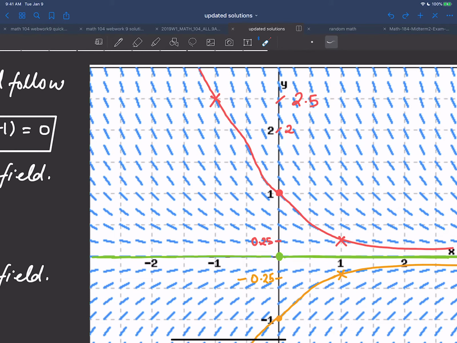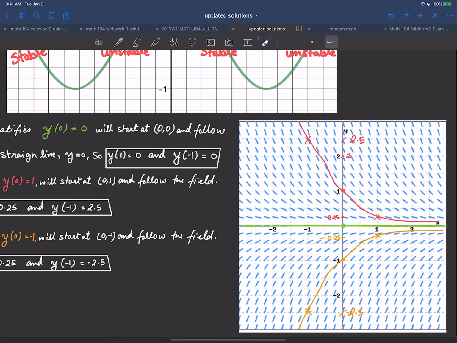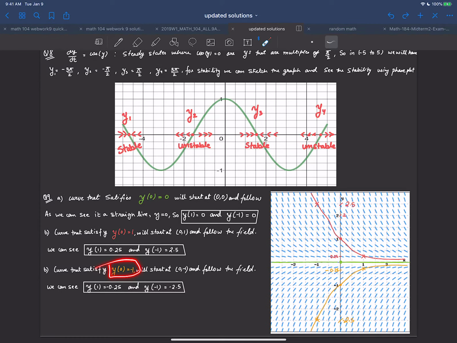Okay, so in this case, when you're trying to approximate the value of 1, you'll see that this is going to be like 0.25, somewhere closer to that. And if you approximate the value of -1, you see the function has this value here, so 2.5. Same analysis that you can do for the last part of this equation as well.